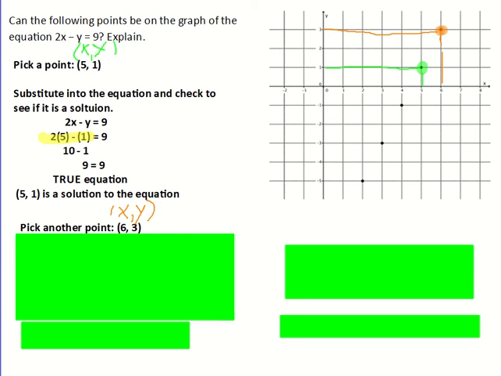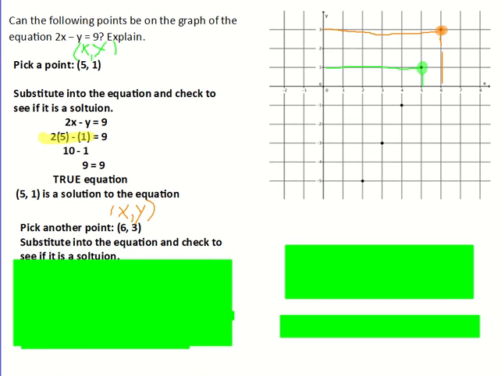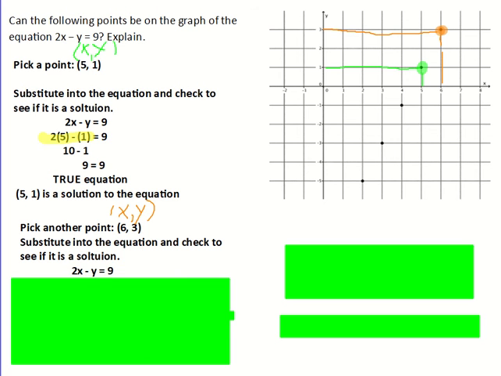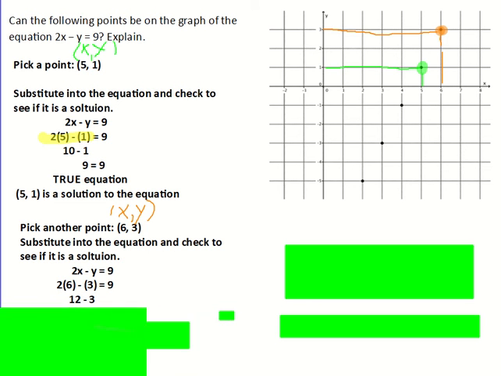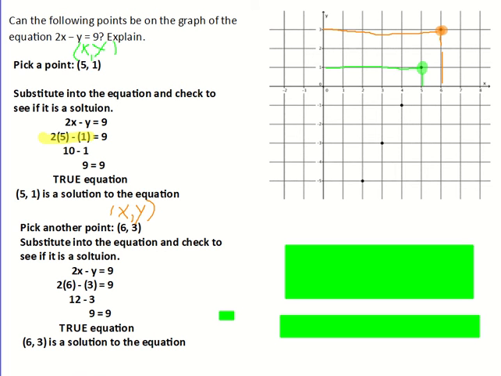So you're going to do the same thing we did before. You're going to substitute that point into the equation and check to see if it's a solution. So let's do that. So I have 2 times x minus y equals 9. And I'm going to plug in the 6 for the x and the 3 for the y. 2 times 6 is 12. So 12 minus 3 is 9. So we get 9 equals 9. So it's a true equation. So that means 6, 3 is a solution to the equation.